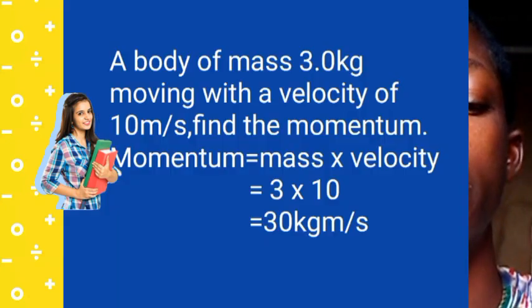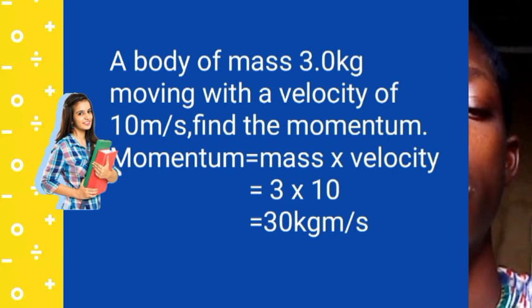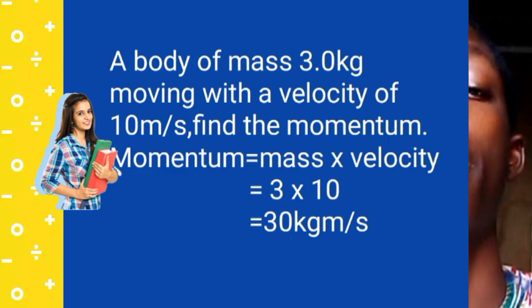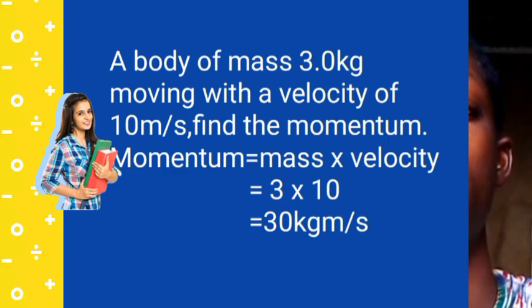Example 2. A body of mass 3.0 kg moving with a velocity of 10 meters per second. Find the momentum. The momentum is mass times velocity, and that is 3.0 kg times 10 meters per second. That gives us 30 kg meters per second.